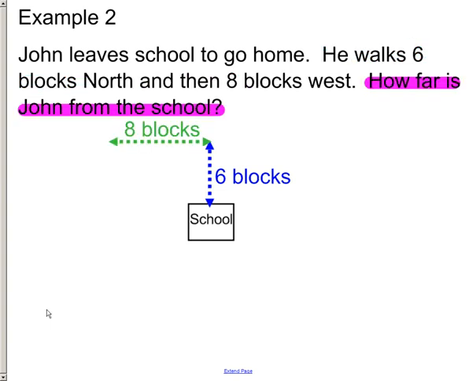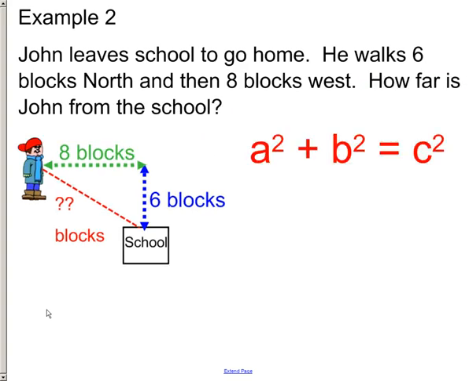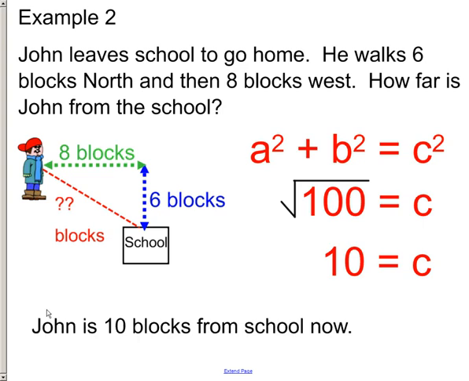And then you have John sitting there, and they want to know, how far is John from the school? They don't want to retrace the steps of 8 blocks west and 6 blocks north. They want to know how far directly from the school to where John is right now. So there's that red dashed line, and again, you see the right triangle formed. So we take the 8 and the 6 and plug them in for the legs, and we solve for the hypotenuse, the C. So John's about 10 blocks from school now.